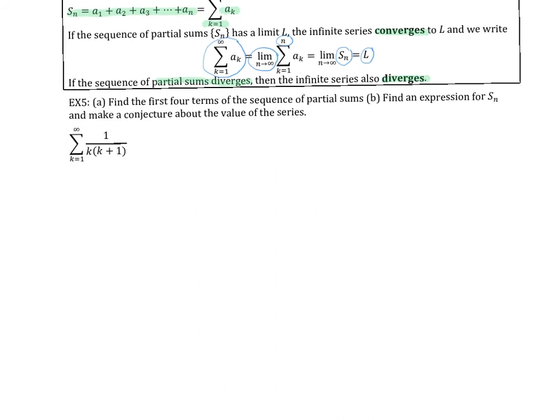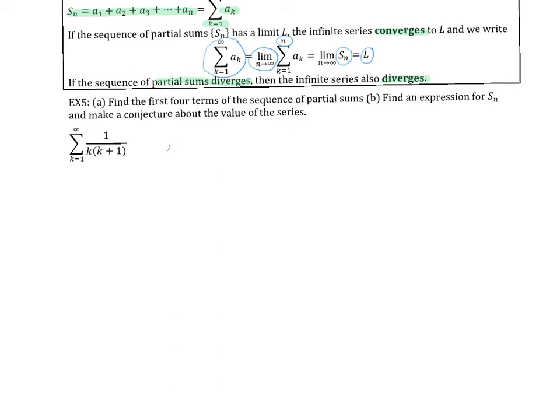Example 5, we want to find the first four terms of our sequence of partial sums, and then we want to find an expression for our sequence S sub n. Remember, S sub n is a sequence of partial sums. So what we're going to do is find an explicit formula for our S sub n, since it's a sequence. So we have this summation of 1 over k times k plus 1.